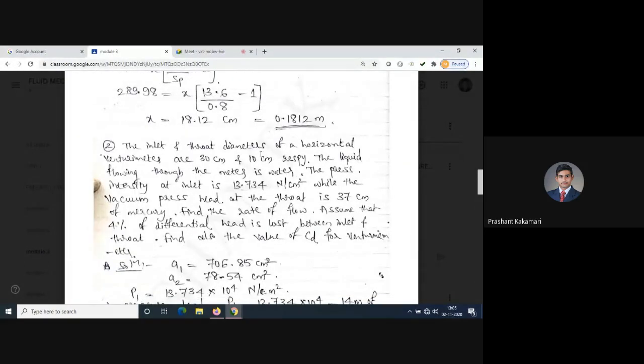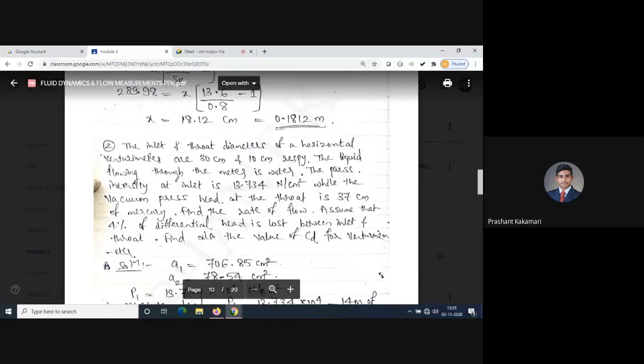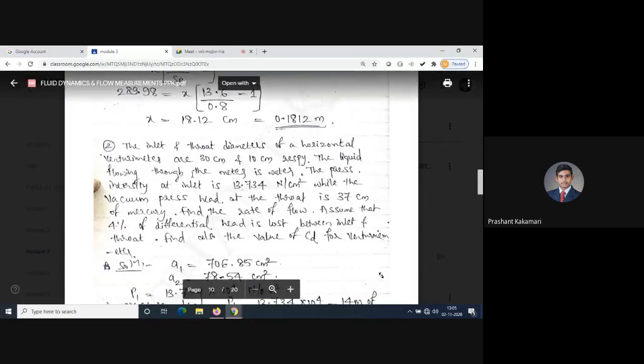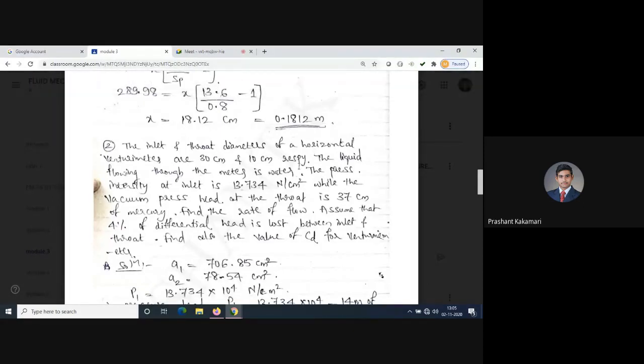The inlet and throat diameters, you can note down D1 and D2, for a horizontal venturimeter are 30 centimeter and 10 centimeter respectively. The liquid flowing through the venturimeter is water. So water is flowing in the pipe. The pressure intensity at inlet is 13.734 Newton per centimeter square. That is the pressure intensity at P1.